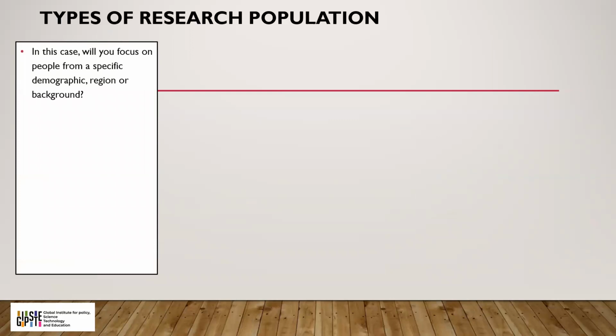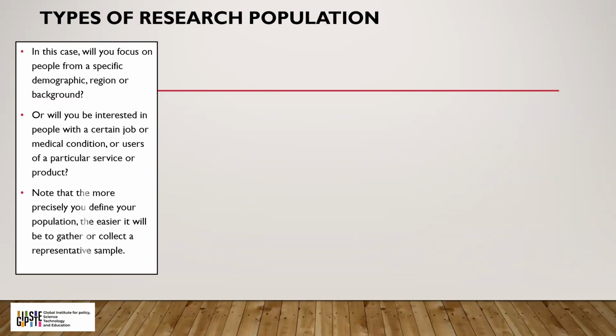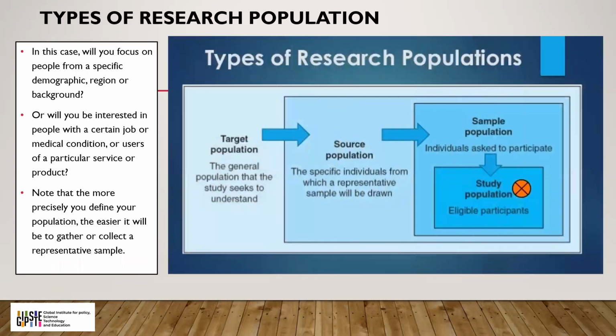In this case, you focus on people from specific demographics, regions, or backgrounds. Or will you be interested in people with a certain job or medical condition, or users of a particular service or product? You need to decide. Note that the more precisely you define your population, the easier it will be to collect a representative sample. So there are different types of research population.